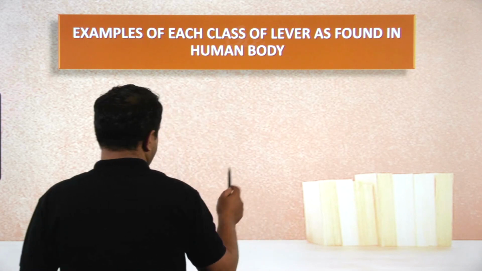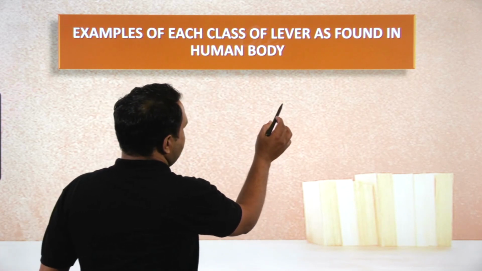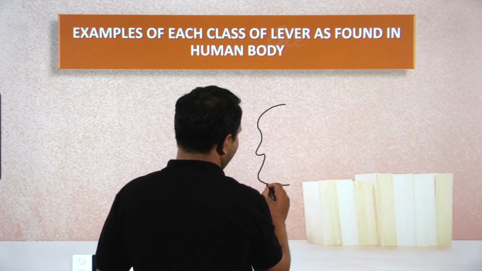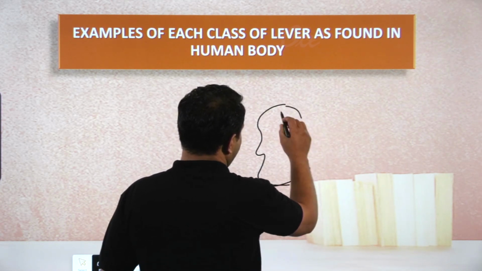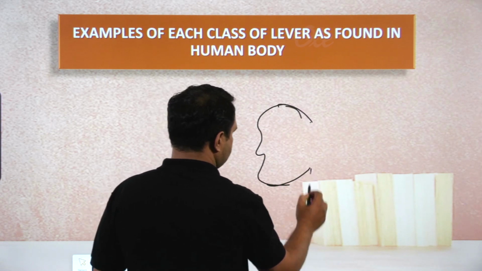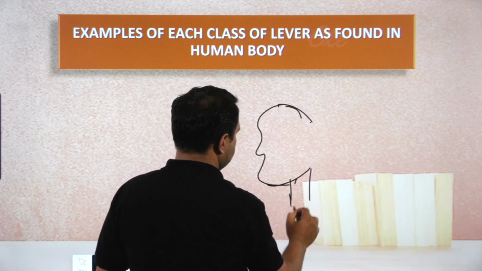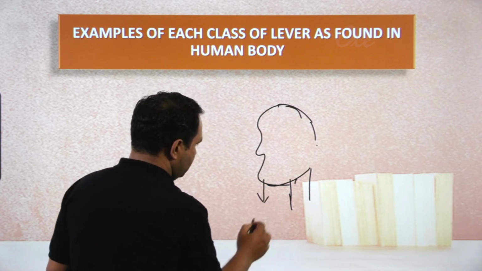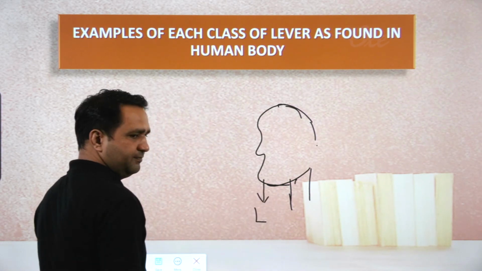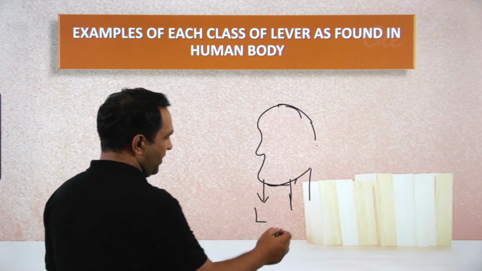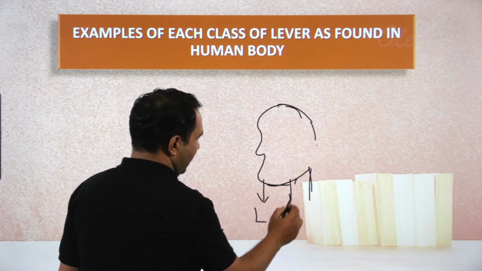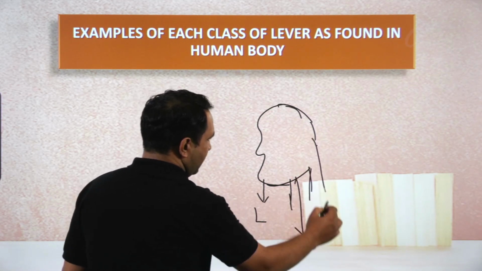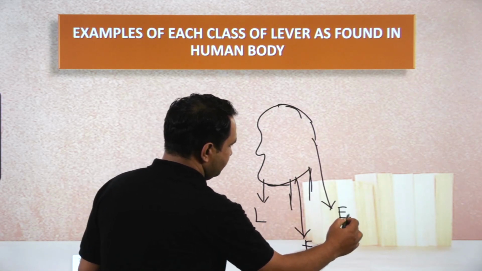Let me draw another example. Is it looking like a mango? Okay, so this is the point where the load exists. And this is the point which is fixed. And from here we are applying effort.